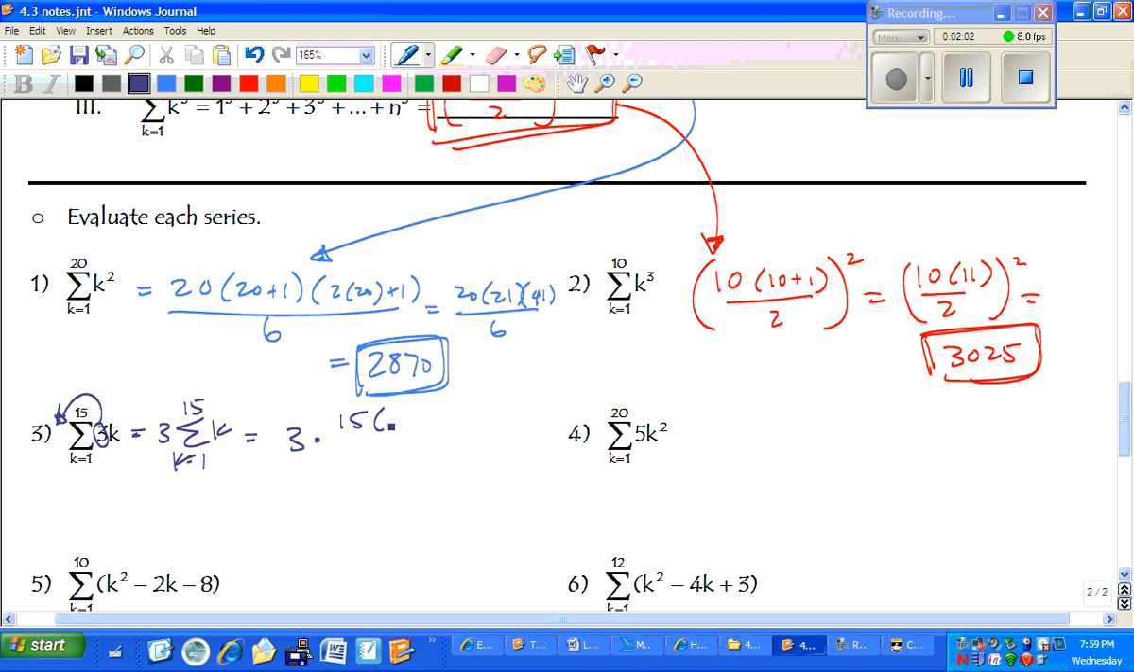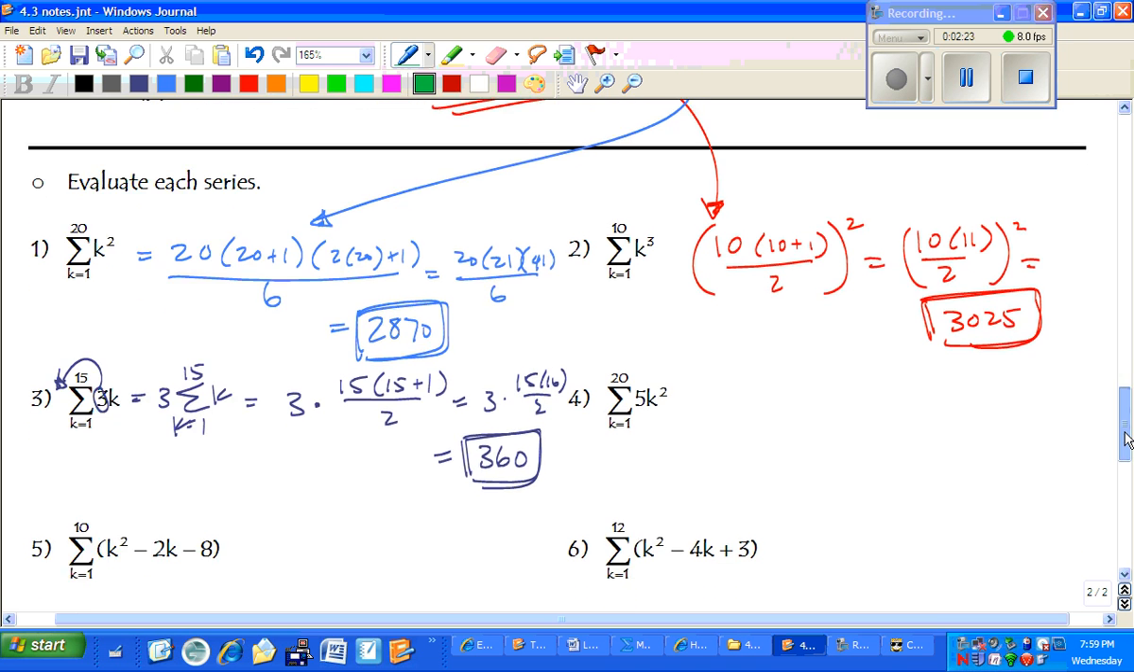So we have 15 times 15 plus 1 all over 2. So it's 3 times 15 times 16 all over 2, which gives us 360.